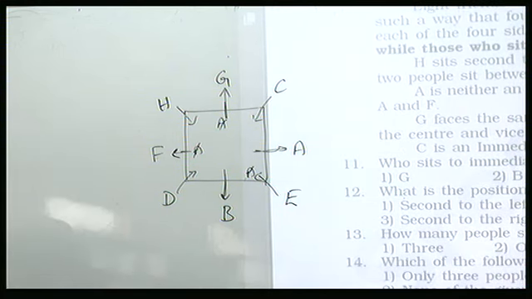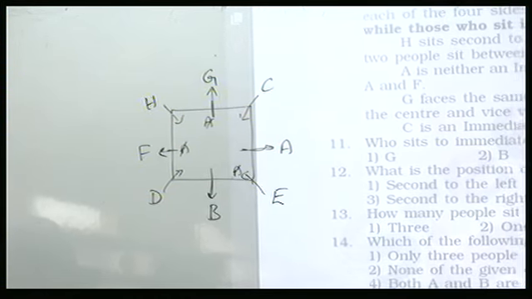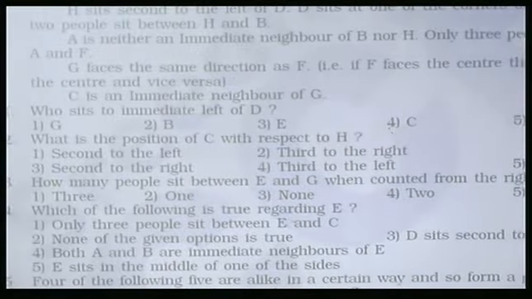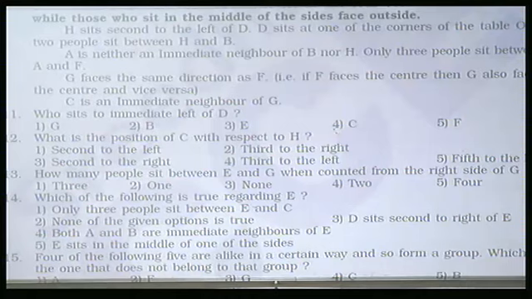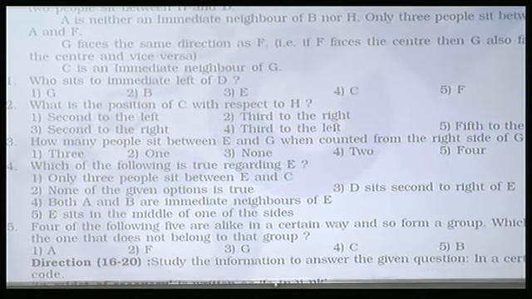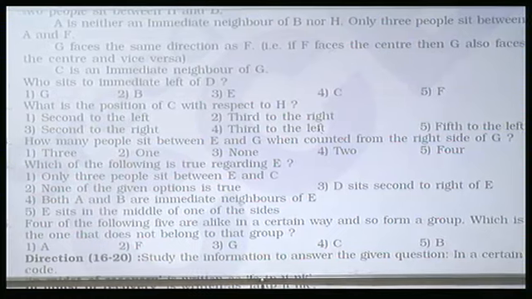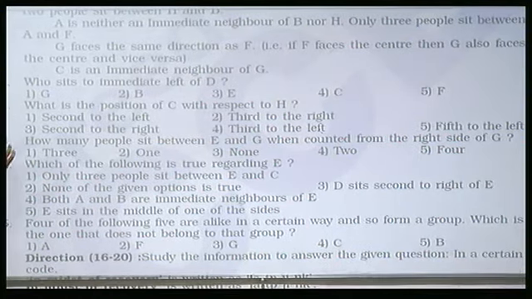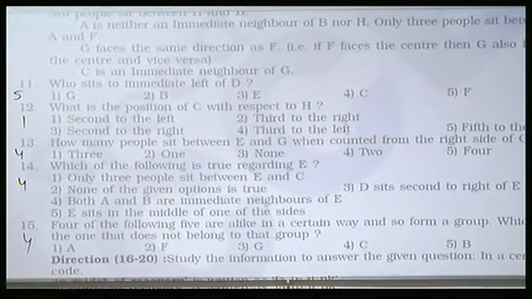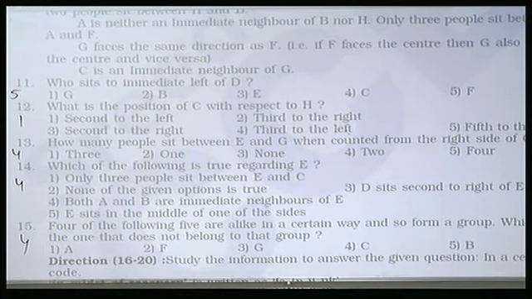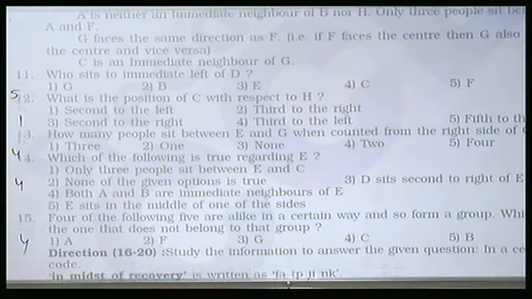Yes, any answers to this? Questions 11 to 15, choices to these 5. 11 is 5, 12 is 1. 5, 1, 4, 4, 4 are the choices to the 5 questions. Clear now? And this is about square table facing inward and outward.